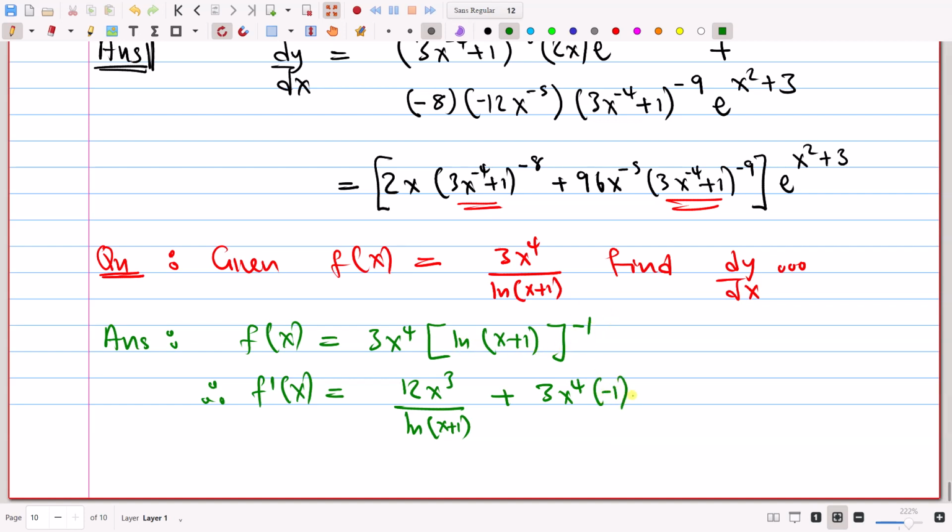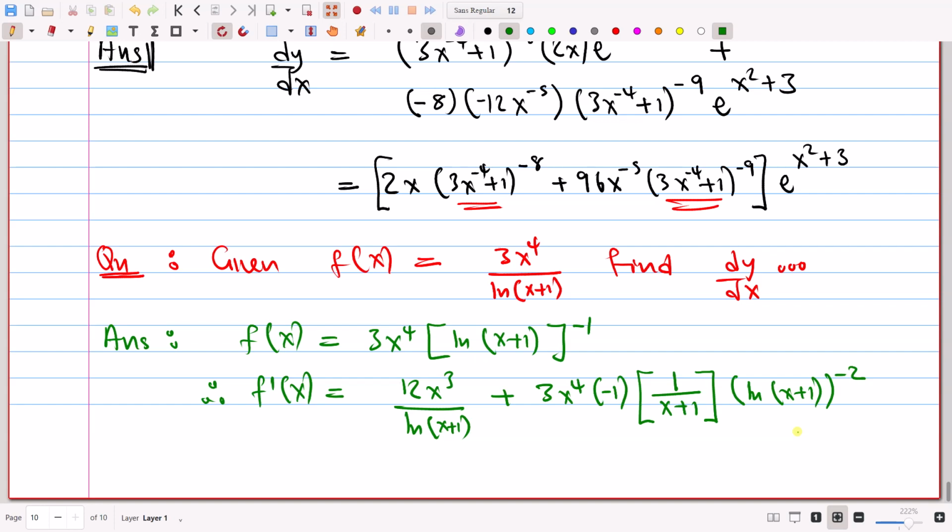To differentiate this one, I see it's a function raised to a power. So I bring down the power. Then I differentiate the interior. The interior is a natural log, and when I'm differentiating a natural log, I start with its argument. I differentiate the argument, I get 1, and then I divide by that very argument. Afterwards, I bring my (ln(x) + 1), but now the power is reduced by 1, and we get that. So this is how you deal with your quotients as well.